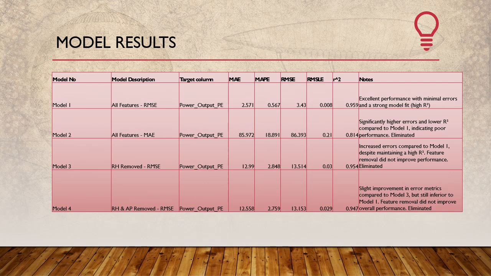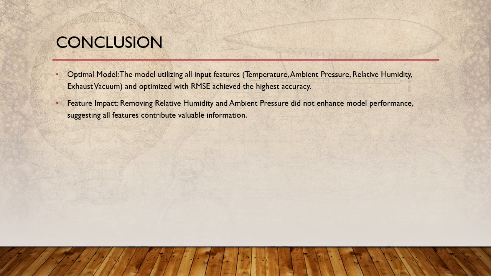So considering all this, my conclusion is that the optimal model for this is to include all the features, and RMSE is the best metric because it gives the highest accuracy. And there are feature impacts. Even if you remove features, it's not enhancing the model. So therefore, it is recommended to keep all the features. So model 1 is my recommended approach, and that's my final decision. Thanks.